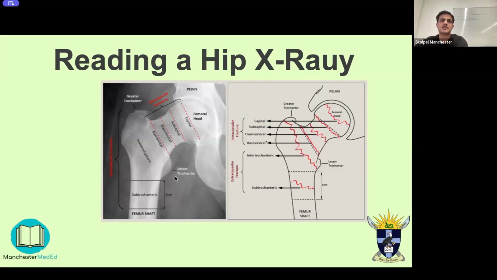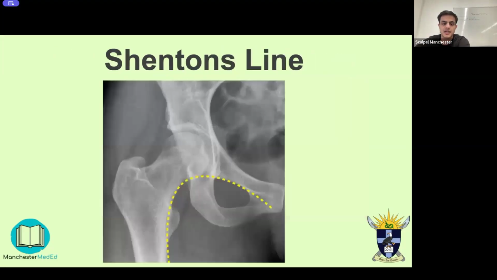So that's what helps us differentiate between an intracapsular and an extracapsular hip fracture. And then past that, we've also got our subtrochanteric line. I'll talk a bit more about that.